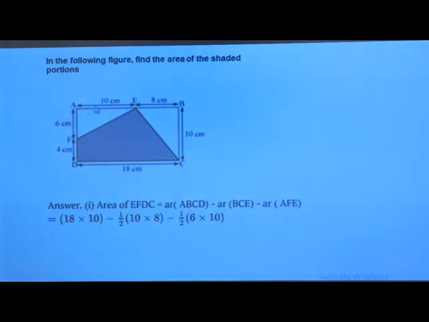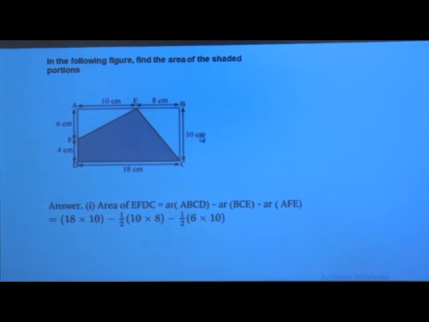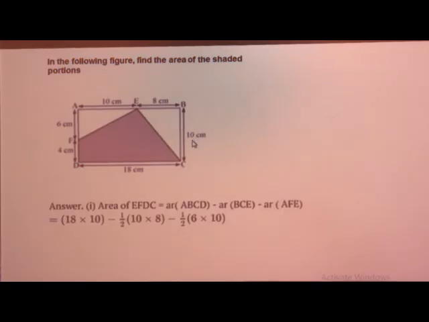Now, you are seeing that the figure is somewhat in a rectangular shape. Here the length is given as 18 centimeter and the breadth is given as 10 centimeter. By seeing the length and breadth measures, we can say it is a rectangular shape. Now, it is very easy to find out the area of a rectangular shape also.